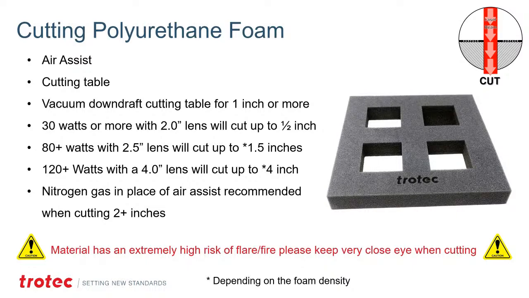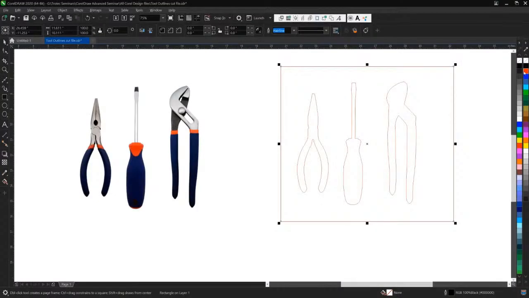My suggestion is to order a small amount of it and play with it before you expect that it's going to perform exactly as you want. Because density can vary, manufacturers can vary so much, and the material can get away from you very quickly. So keep a very close eye on it, especially when you're cutting thicker materials.